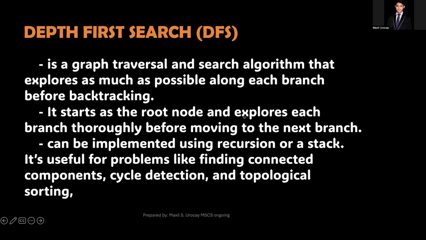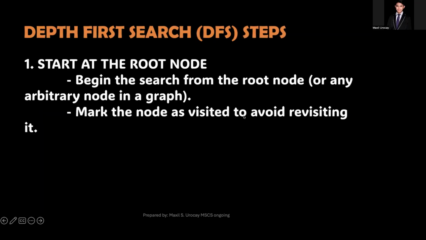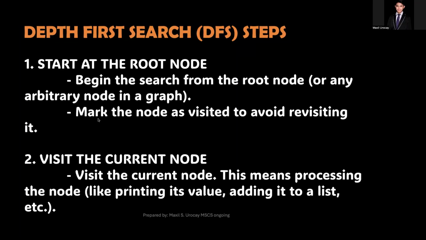Next will be the depth first search steps. For the steps here, you have to start at the root node. You begin the search from the root node or any arbitrary node in a graph. Mark the node as visited to avoid revisiting it. So in our graph or tree data structure, we are searching for that specific node, and we mark it as visited.